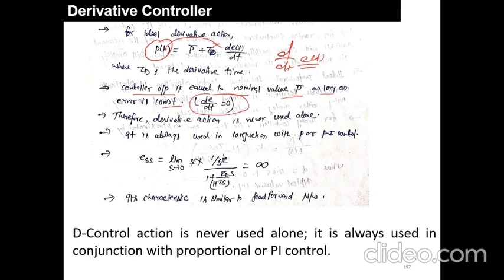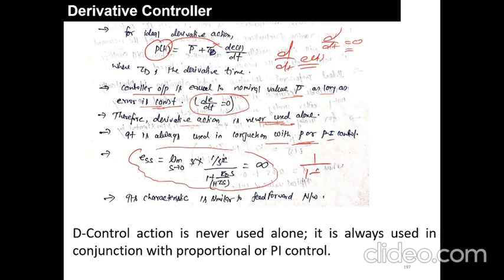So therefore derivative action is never used alone. The controller output is equal to the nominal value p bar as long as the error is constant, meaning de/dt is 0. It is always used in conjunction with some other controller, a P, PI, or PID controller. And when you calculate the steady state error, just calculate.